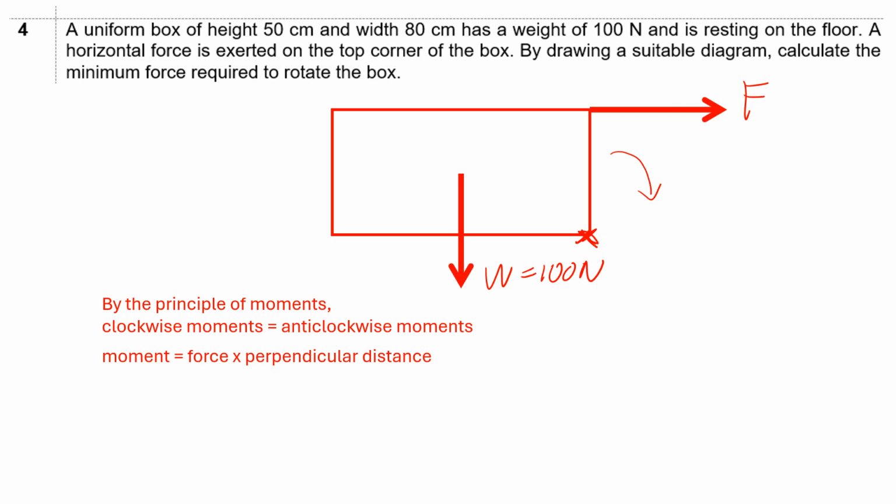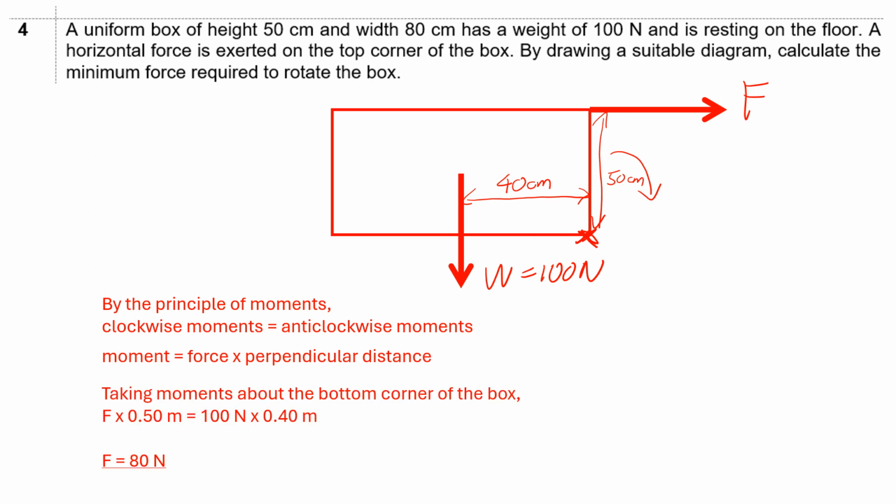So now, knowing that, we can find our perpendicular distance. With the corner of the box here, the perpendicular distance of the weight is going to be 40 centimeters because it is coming from the middle of the box. And the perpendicular distance of the horizontal force F is going to be 50 cm, which is the height of the box.